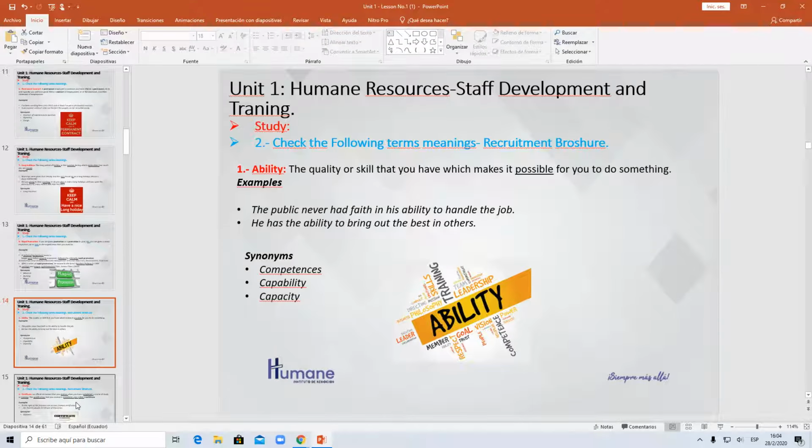Then we have another term related to recruitment brochure. When we're talking about ability, we're talking about the quality or skill that you have which makes it possible for you to do something. Examples could be: the public never had faith in his ability to handle the job, or he has the ability to bring out the best in others. Synonyms for ability could be competences, capability, or capacity.